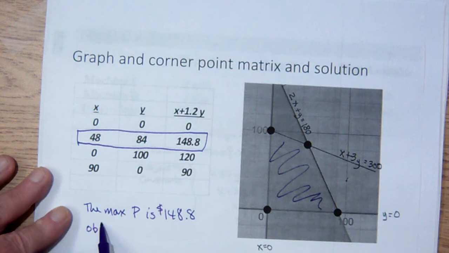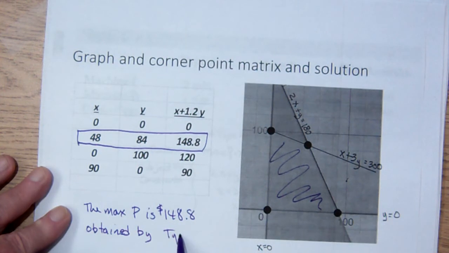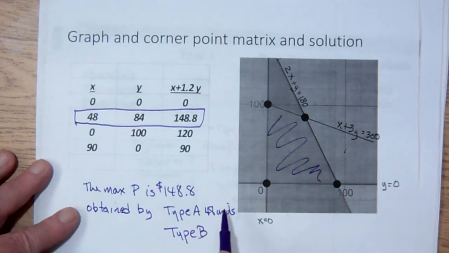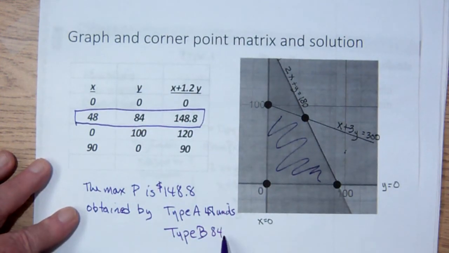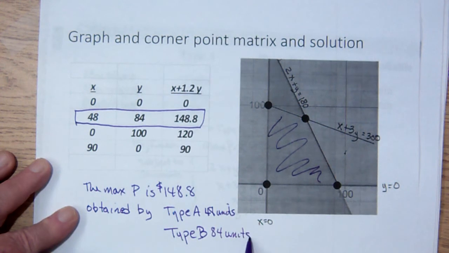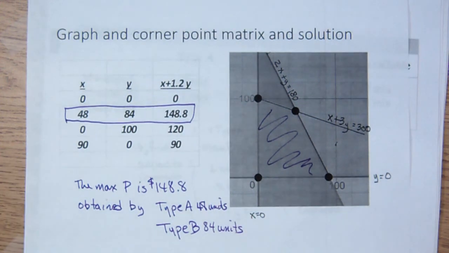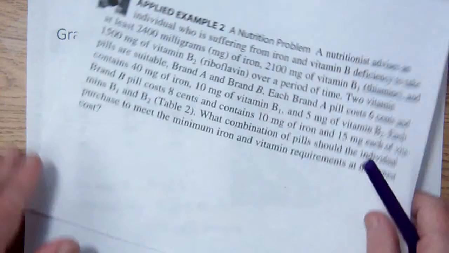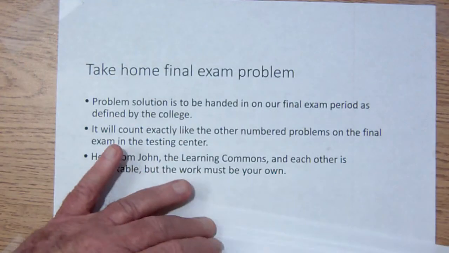and it's obtained by type A is 48 units, and type B, sorry, that went off the page, type B is going to be 84 units. Let's look at a second example. So here is a second example.